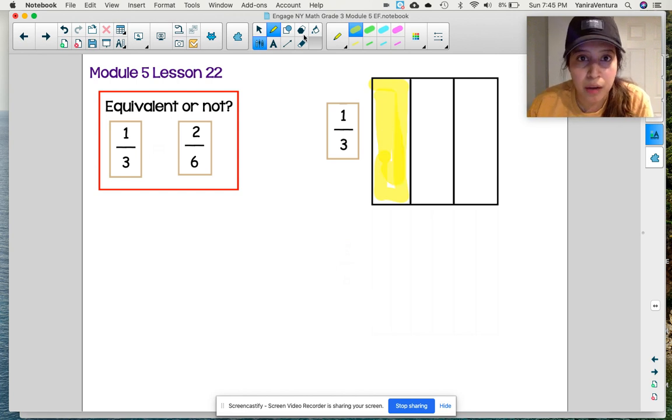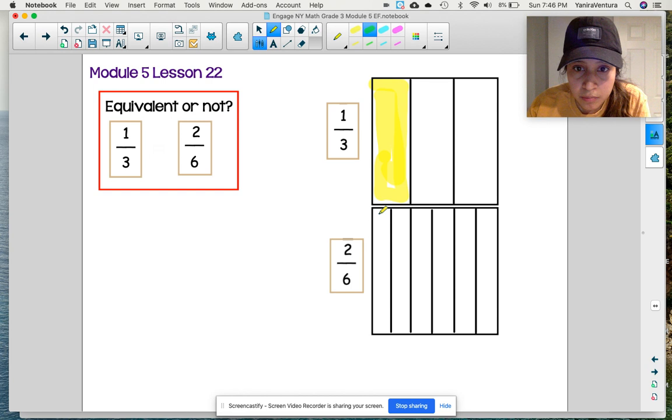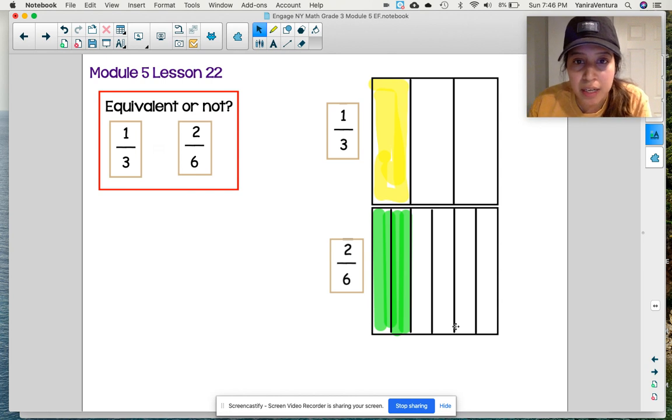Okay. Now, using another fraction model of the same size, we are going to show 2/6. Okay, so now that I shaded in 2/6, we can compare our fraction models, and we can say that 1/3 and 2/6 take up the same amount on each fraction model. So we can say that 1/3 and 2/6 are equivalent. Let's go ahead and try another one.